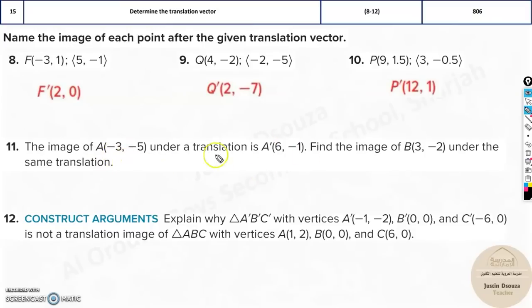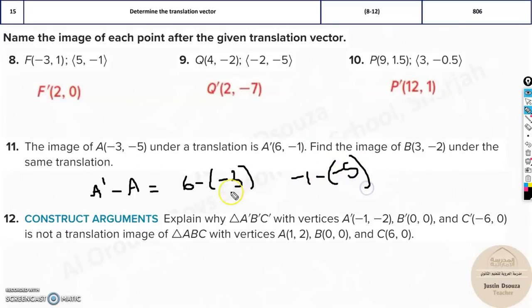So how you do it is first find the translation vector. Find how it is translated. This minus this will give you the translation vector. That is A' translated minus the original gives you the translation vector. So what that means is 6 minus of minus 3, and minus 1 minus of minus 5. This is what we need to find. Now you'll get 9 over here, and then over here you will get plus 4. So minus minus becomes plus. 5 minus 1 is 4. So (9, 4) is the translation vector.